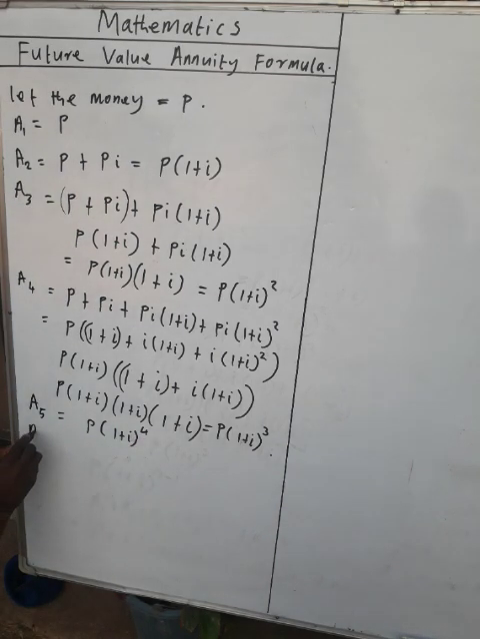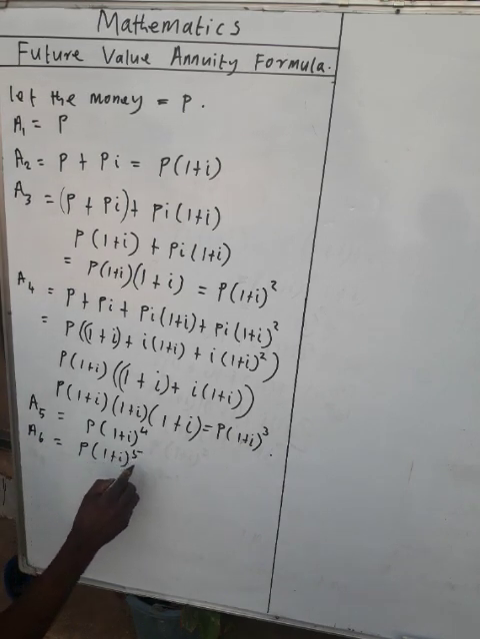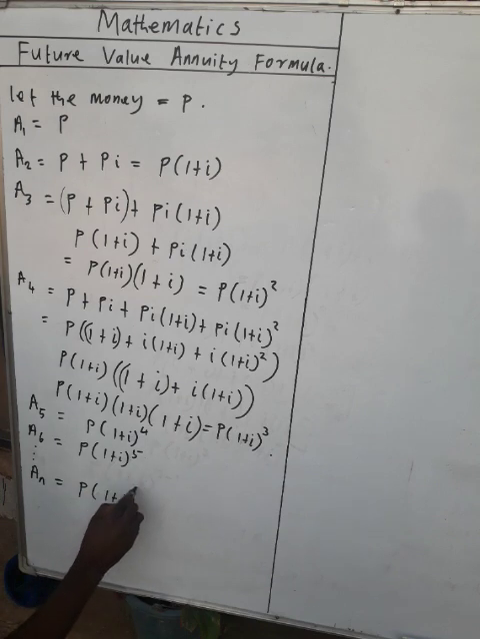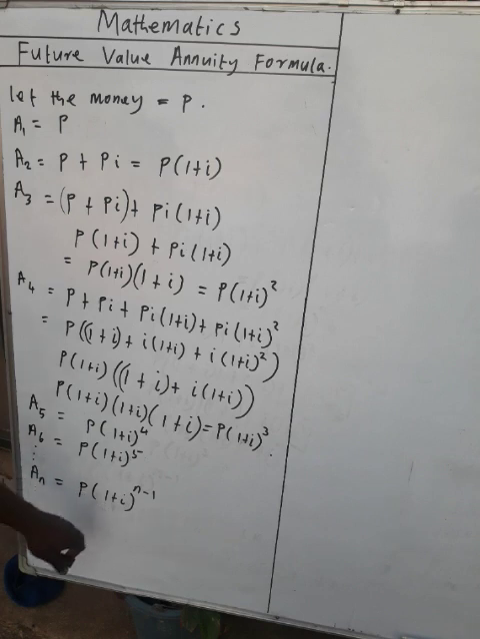Suggest the amount for the 6th month. The amount for the 6th month is going to be P(1 + i)^5, and so on. So the amount up to the nth month is going to be P(1 + i) raised to the power n minus 1, because the difference between the power and the subscript is 1. The subscript minus 1 gives us the power of 1 + i. So the amount up to the nth month is P(1 + i)^(n-1).